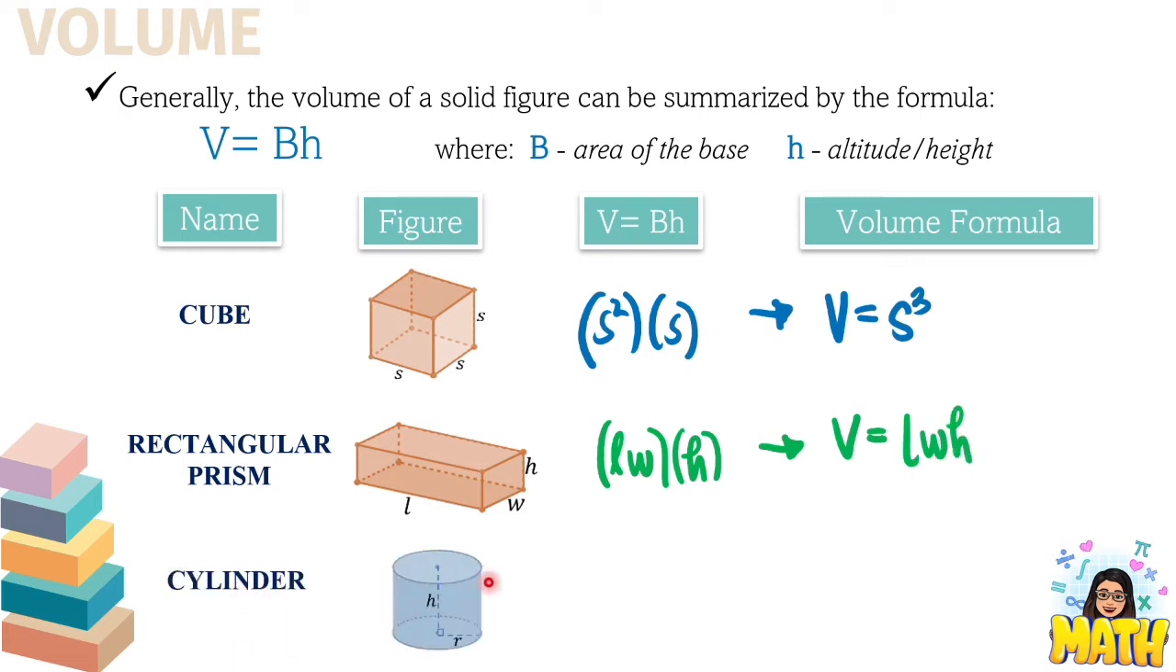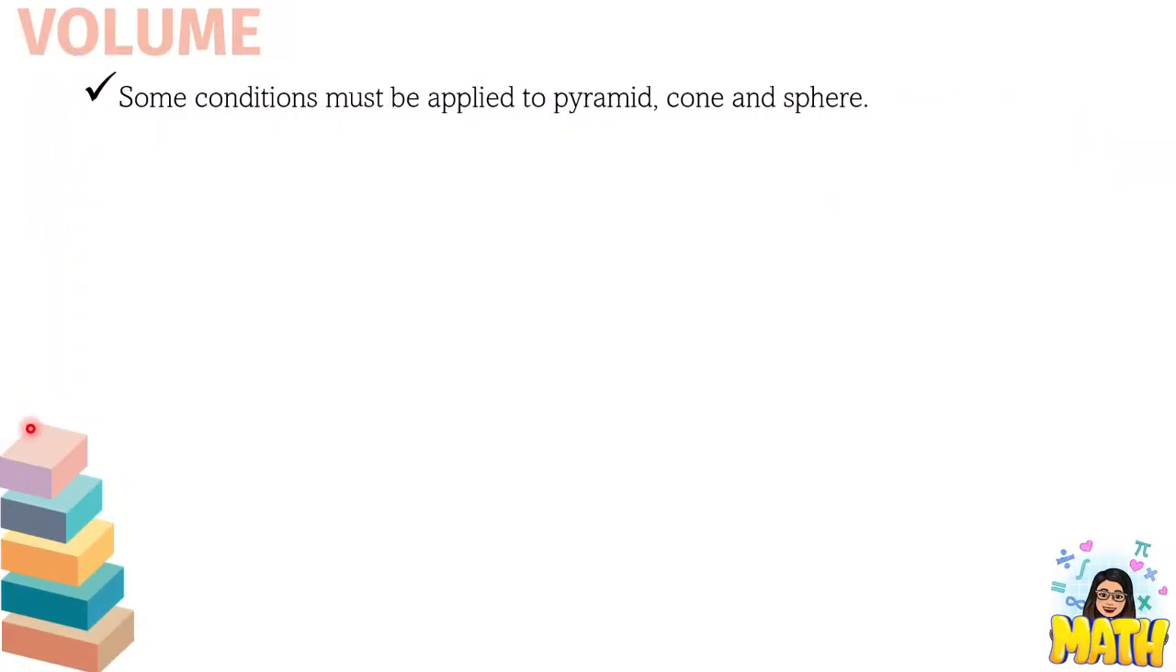For the cylinder, since the base of this is a circle, and we know that the area of a circle is equal to pi r squared, and we still need to multiply it with its height, the volume of this is equal to pi r squared times H. Okay? So just in case that you forget these formulas, always go back to this general formula. However, in other 3D figures, just like pyramid, cone, and sphere, some conditions must be applied first before using the general formula, area of the base times the height.